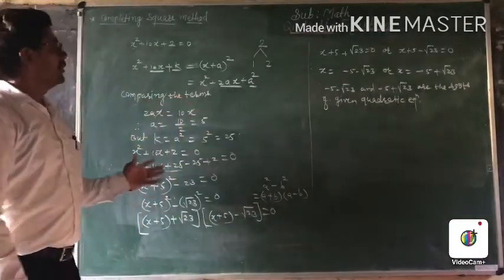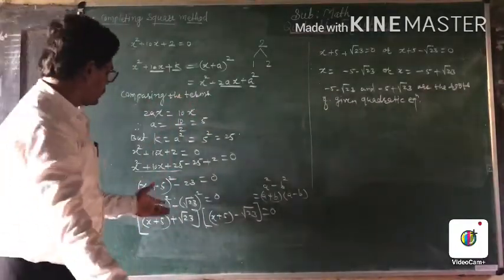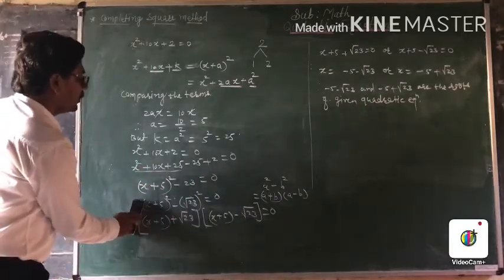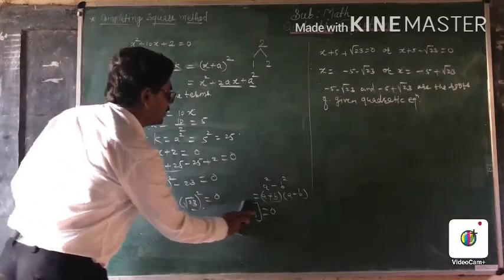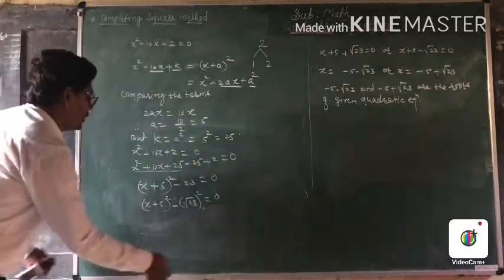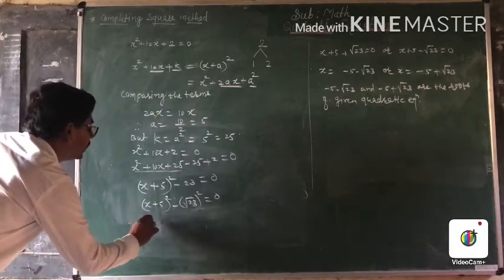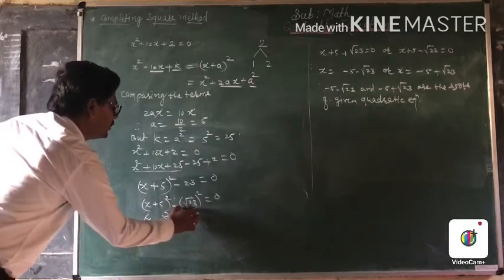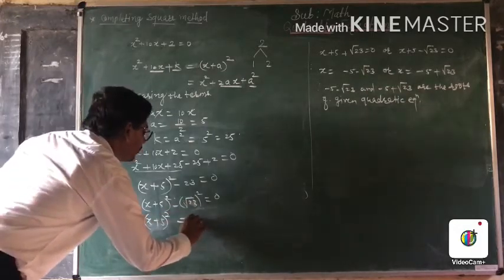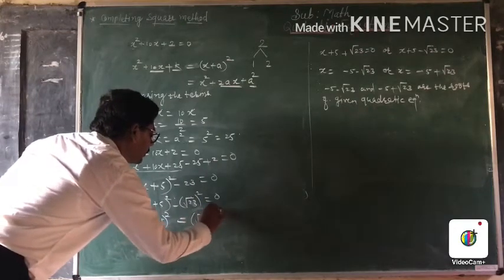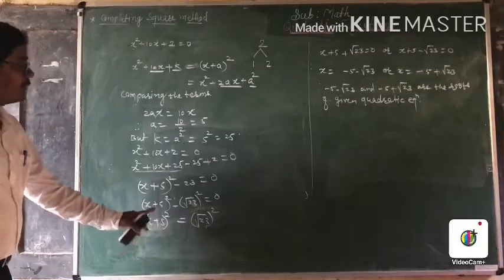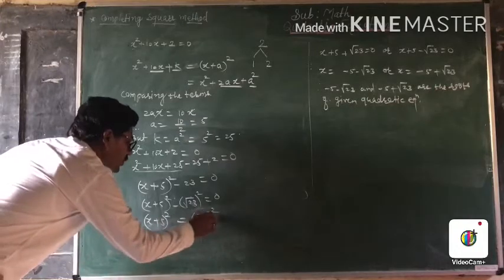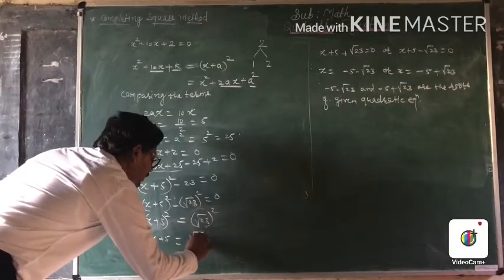Now this is the completing square method. We can also solve it another way. This is not another method but another way: (x plus 5) whole square is equal to, the minus term goes to the other side, (root 23) square. Now taking the square root from both sides, x plus 5 is equal to the square root of this, plus or minus root 23.